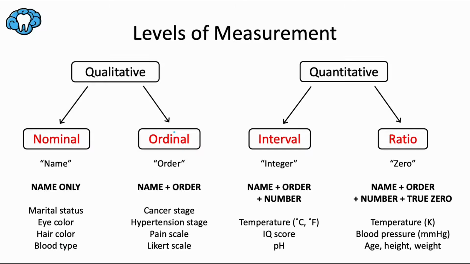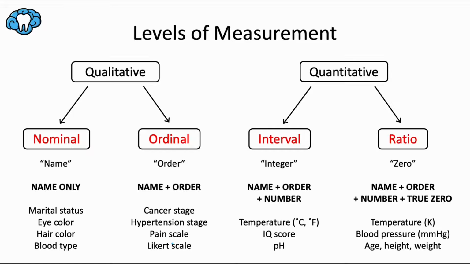Next up is ordinal. For this one, think of order or ranking. There is a ranking to the values. Going back to nominal for a second, you don't rank male and female, but for ordinal, you do rank stages of cancer as higher or lower. For example, stage 4 cancer is more severe than stage 1. Hypertension stage 2 is more severe than hypertension stage 1.